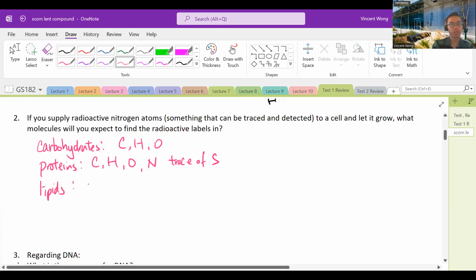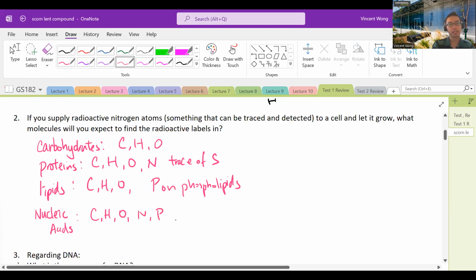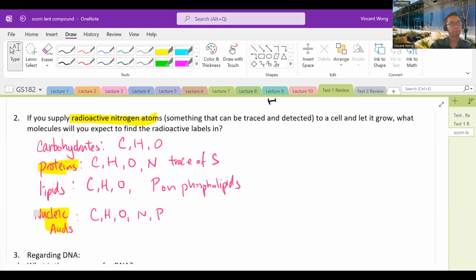Lipids, we have CHO, right? And then we also have a phosphate on phospholipids. And lastly, we have the nucleic acids, so the DNA and the RNA, which have carbon, hydrogen, oxygen, nitrogen, and phosphorus in them. So if we supply the cell with radioactive nitrogen, you would expect to find it in proteins as well as nucleic acids. Okay. Moving on.